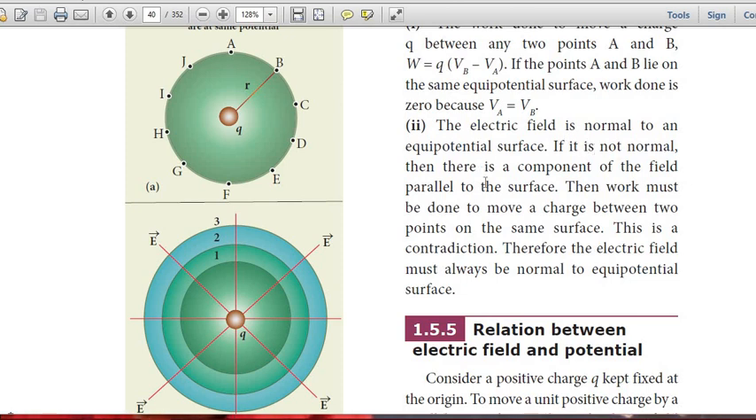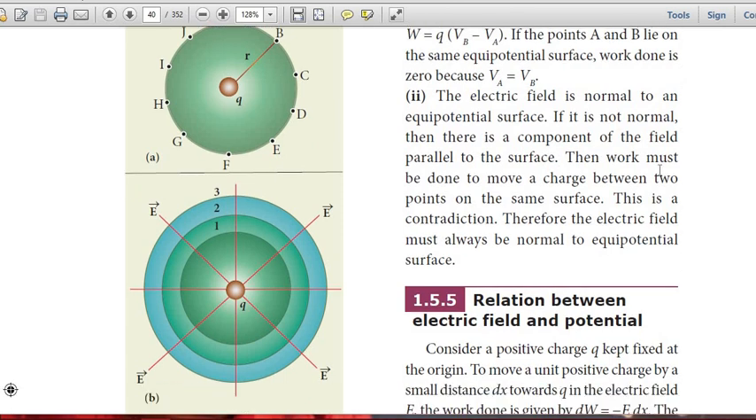If it is not normal, then there is a component of the field parallel to the surface. Then work must be done to move a charge between 2 points on the same surface. This is a contradiction. There is no chance of it moving like that, because movement happens only in the direction perpendicular to the field. Therefore the electric field must always be normal to the equipotential surface.